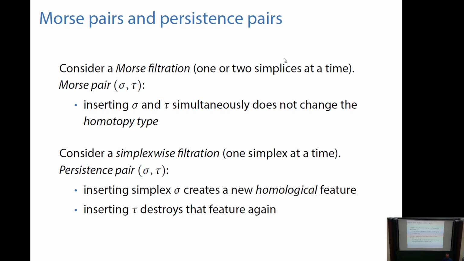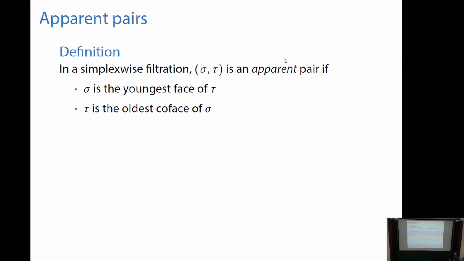So you see that there are several differences. Here we have a Morse filtration, here we have a simplex-wise filtration, and here we have no change, here we have a change that's later undone. So there are three prominent differences between the notions of pairs, but there's a kind of intersection between the two. And the best way to express this is as follows.